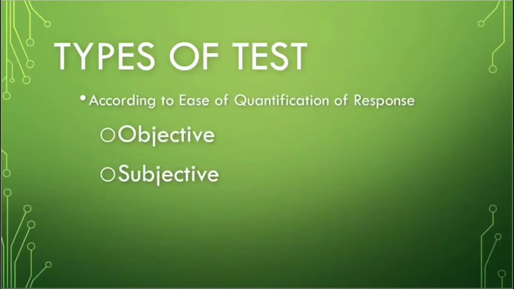Next, a type of test is according to ease of quantification of response. So it can be objective and subjective. We already highlighted this a while back. When we say objective, it can be corrected and quantified very easily because the scores can be readily compared, and we are only looking for a single specific answer.